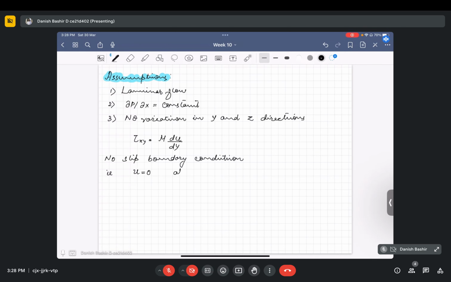That is at y is equal to 0. And the velocity of the fluid is equal to capital U, and that is at y is equal to h. These are the boundary conditions. You have to keep in mind.